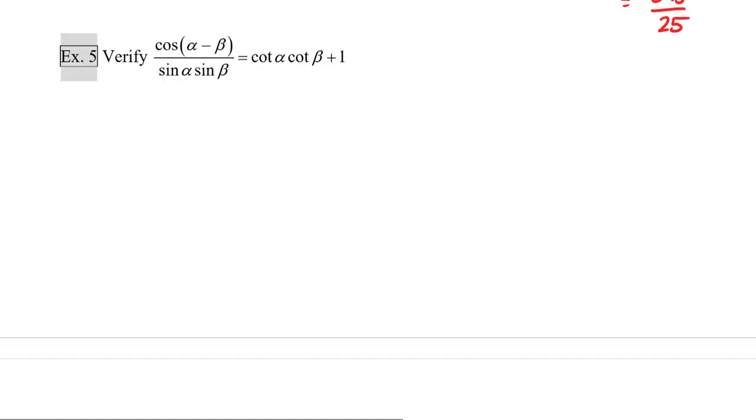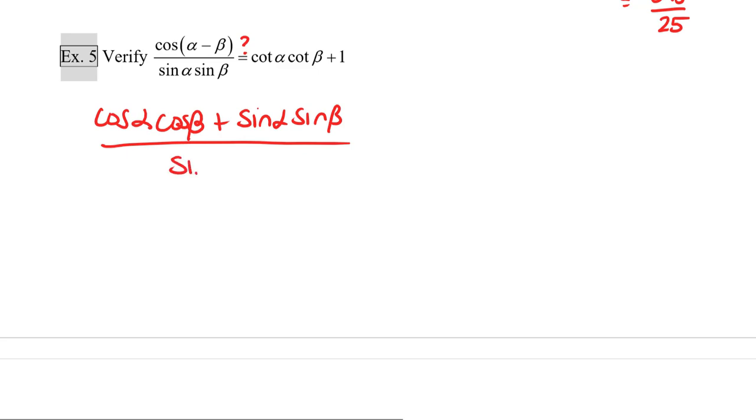Example 5, verify that cosine alpha minus beta over sine alpha sine beta equals cotangent alpha cotangent beta plus 1. Well, it might not be clear which side is the simpler side, but to me the side that has cosine alpha minus beta in it seems more complex, so I'm going to work on the left side. So I'm going to expand using my formula. So cosine of alpha minus beta is cosine alpha cosine beta plus sine alpha sine beta, and this is all over sine alpha sine beta.